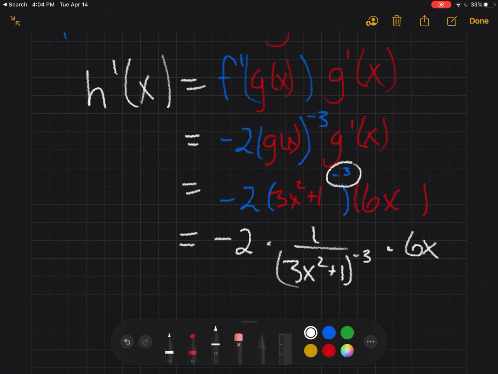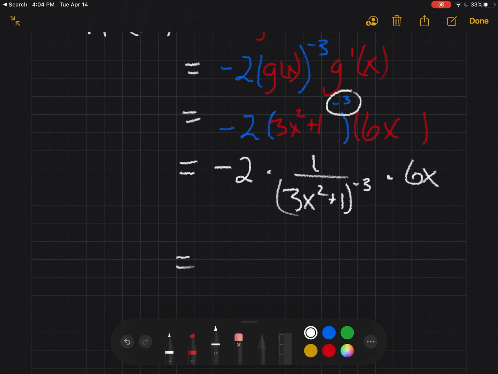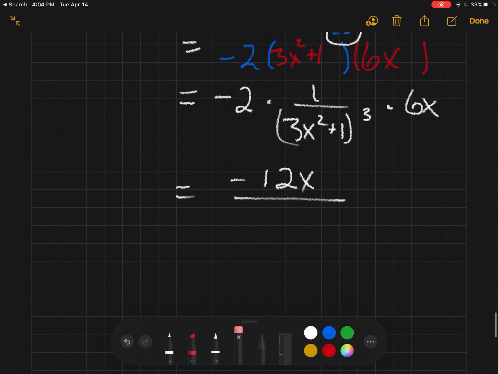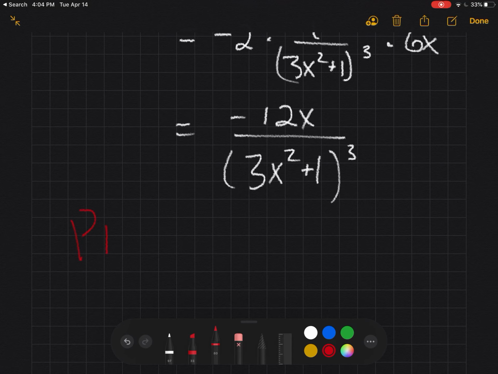I have to clean this up, and I have quite a lot of simplifying to do. So again, I'm going to use my negative exponent law here. So this is going to be negative 2 times 1 over 3x squared plus 1 to the negative third power times 6x. And that's going to give me negative 12x. Oops, when we moved that to the denominator, we took care of the negative. Sorry, gang. Negative 12x divided by 3x squared plus 1 cubed.